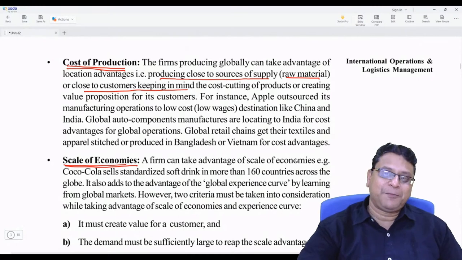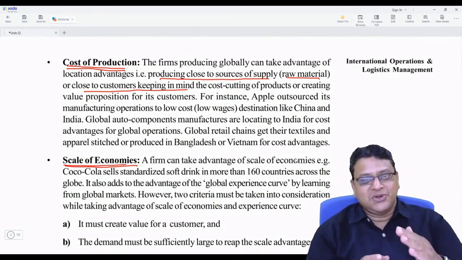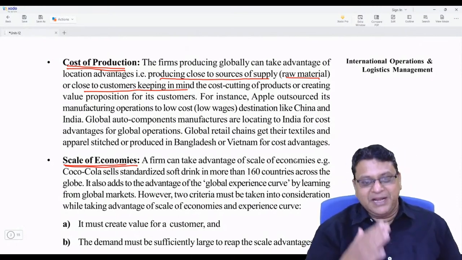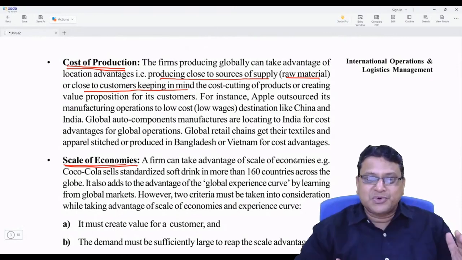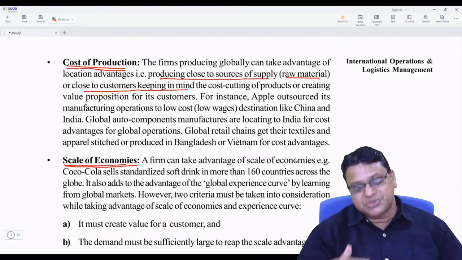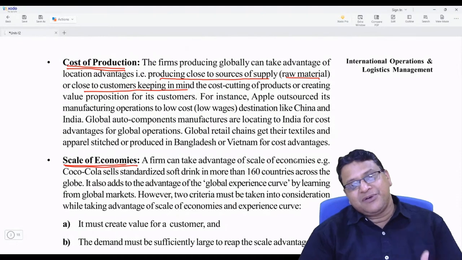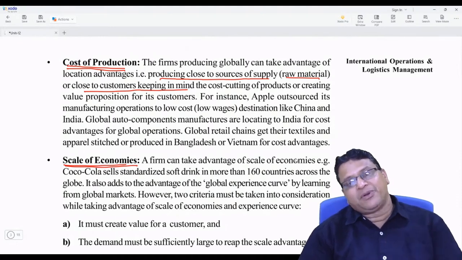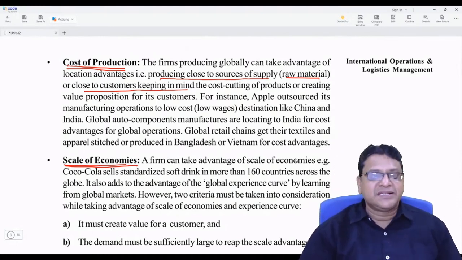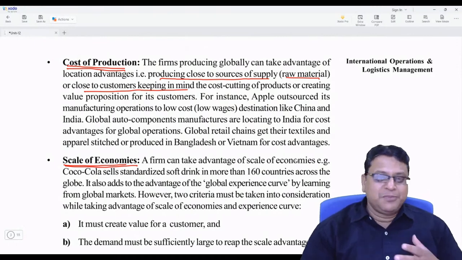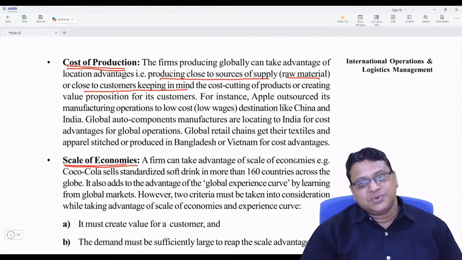So there are 2 types of production. One is production near to supply of raw material, another is production near to customers. If you produce near to customers, then the distribution cost will be less. And if you produce near to supply of raw material, then your transportation cost will be less. So you have to make a choice where to produce.